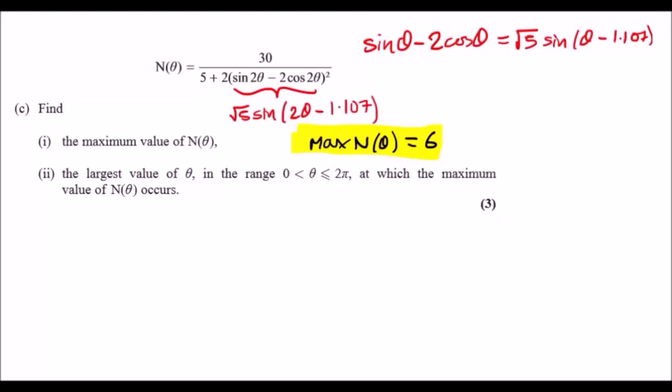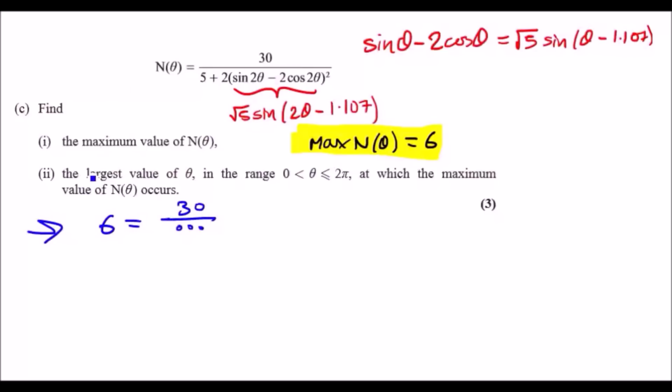Okay, and the final part of the day. So second part, find the largest value of theta in the given range at which the maximum value of n occurs. So again, this means using the result from part I, plug in 6 there and solve for theta. Literally it. Okay, let's do this. Whew, I can't wait to finish this. So it'll be 6 equals all of that, equals 30 over everything at the bottom.